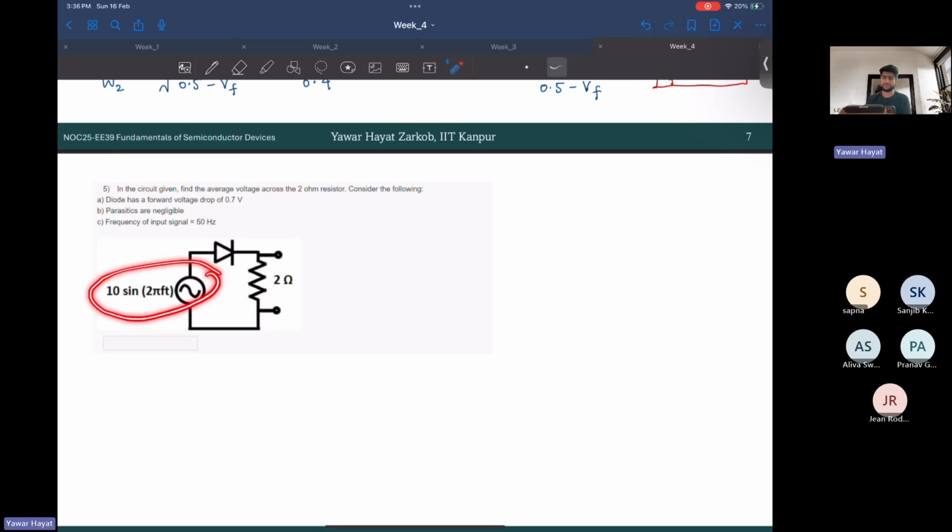Your input AC source is this. If the diode has a forward voltage drop of 0.7 volts, and I'm applying this input source, right? Tell me, when will the diode turn on? When does it turn on?